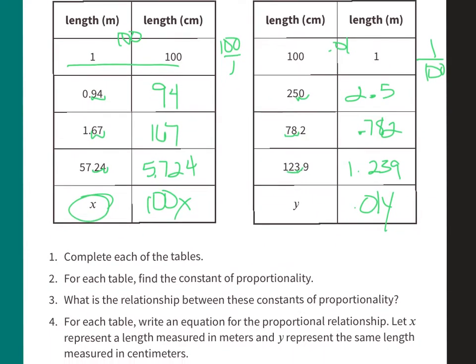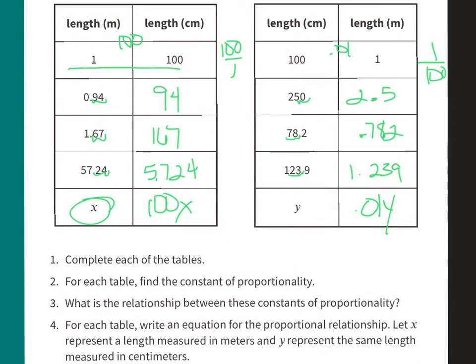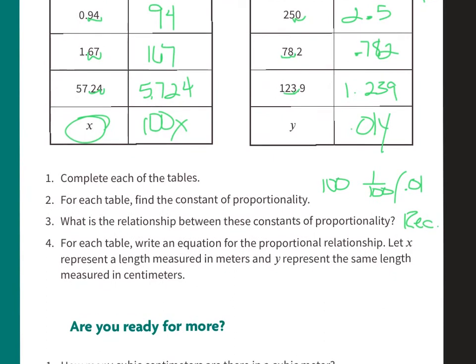Number 2 says, for each table, find the constant of proportionality. We did that. We have 100 and 1 over 100, or 0.01. What is the relationship between the constants of proportionality? They're reciprocals, right? And for each table, write an equation for the proportional relationship. Let x represent the length in meters, and y represent the length in centimeters.